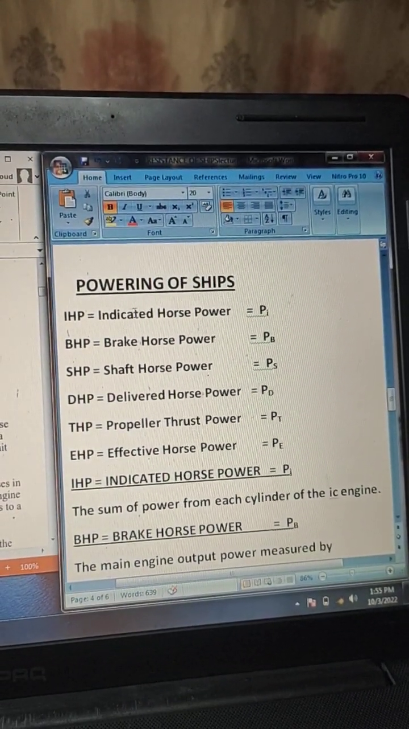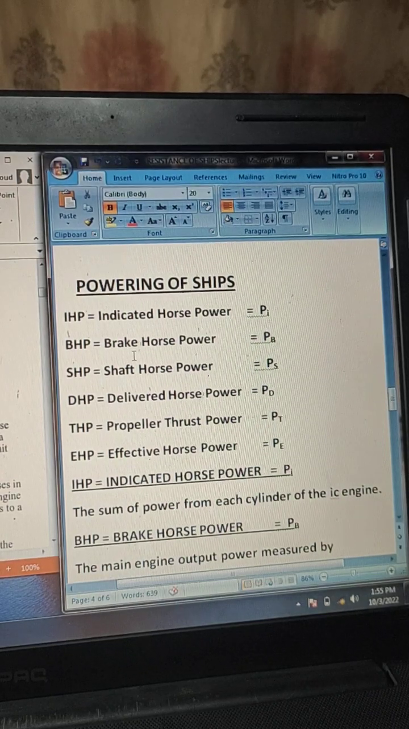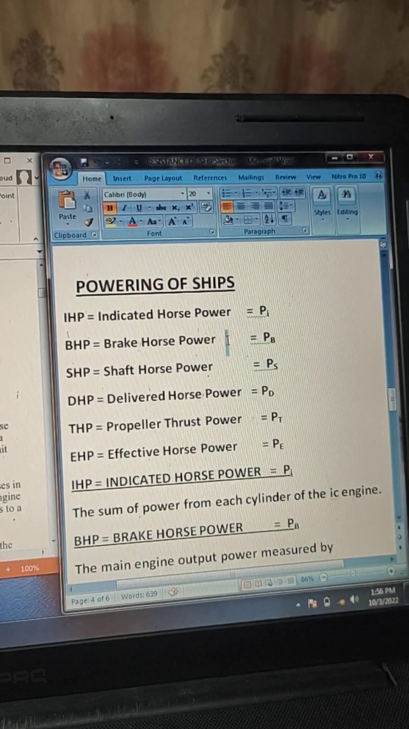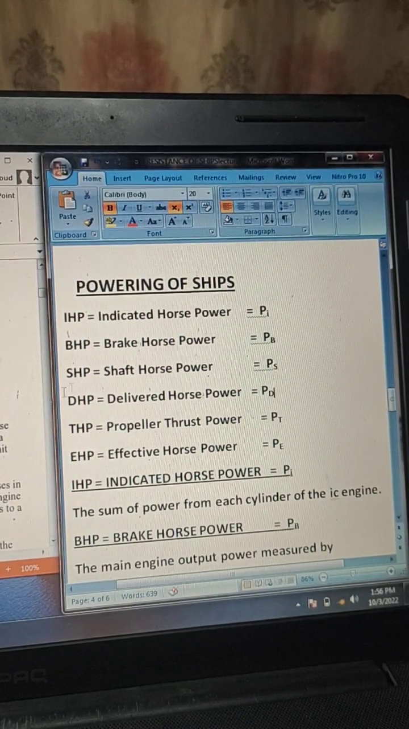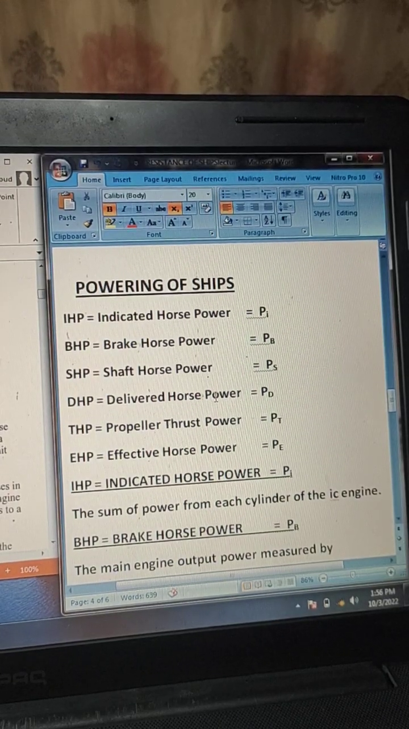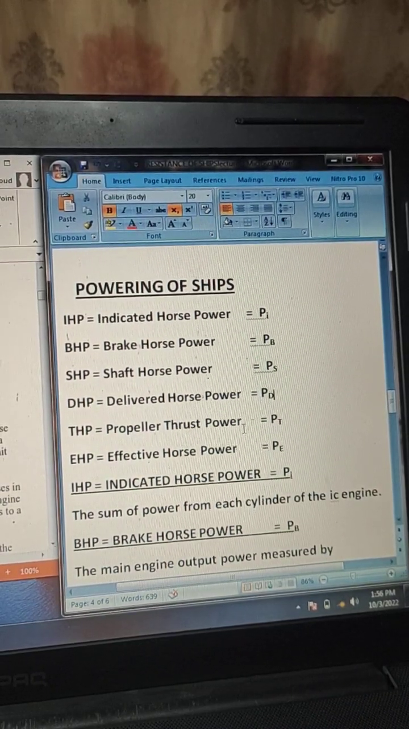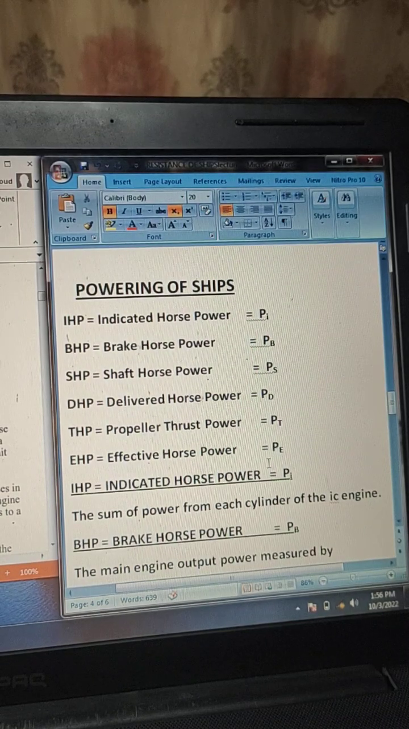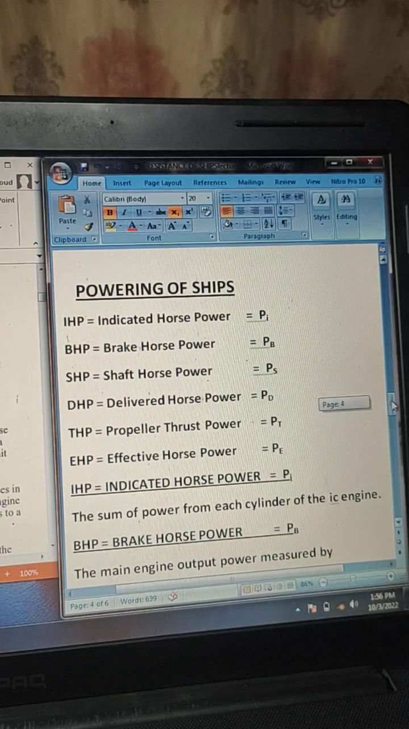So we have indicated horsepower, which is inside the engine, the power delivered from the cylinders of the engine. This is the brake horsepower measured at the edge of the engine, as I showed you then. Then this is the shaft horsepower measured after the gear. Then the delivered horsepower, which is delivered to the propeller, and then the thrust developed by the propeller, which is pushing the vessel against the effective horsepower, which is the resistance of the ship.